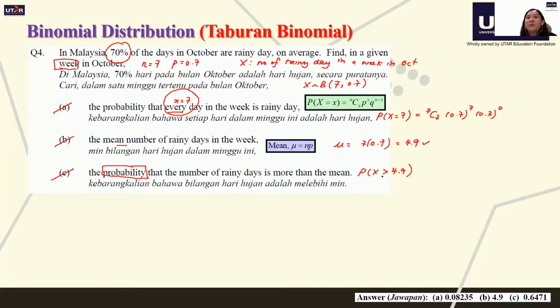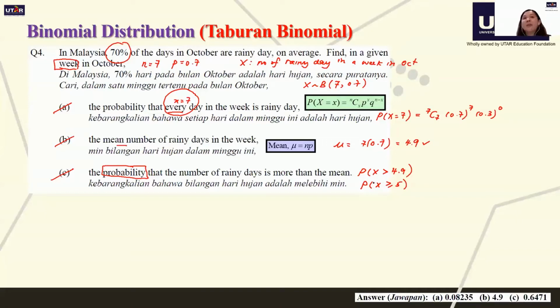I want to find the probability that the number of rainy days in the week is more than 4.9. But we don't count the days as 4.9, right? We have to count as whole numbers. So in this case, instead of 4.9, I put greater than or equal to 5. Because for more than 4.9, I will start counting from 5 onwards if I consider whole numbers.